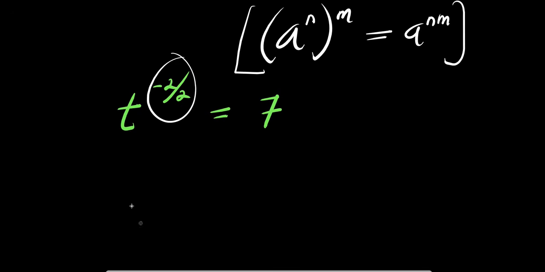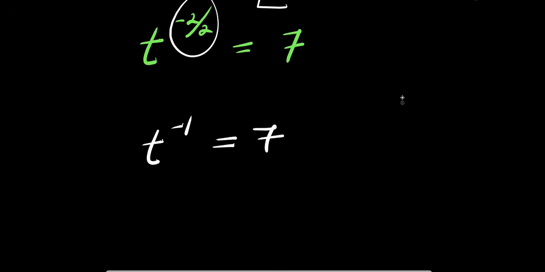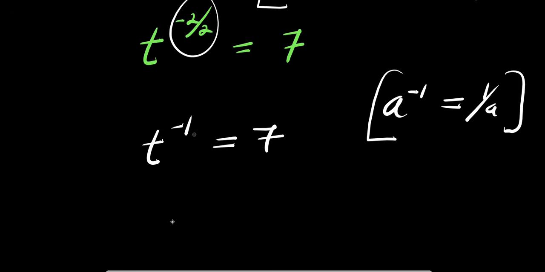Negative 2 over 2 is negative 1. I have t power negative 1 equals 7. If you have a power negative 1, this equals 1 over a. So t power negative 1 is the same thing as 1 over t. And this equals 7.